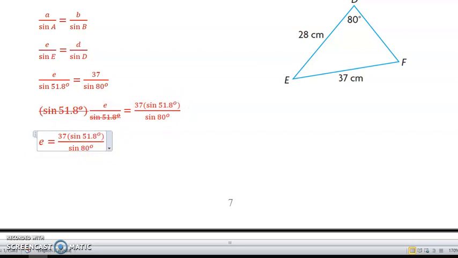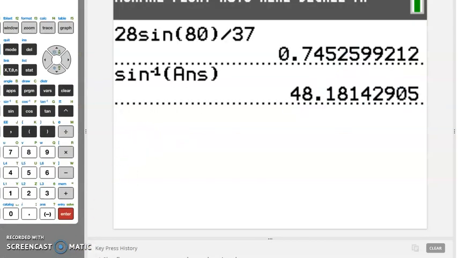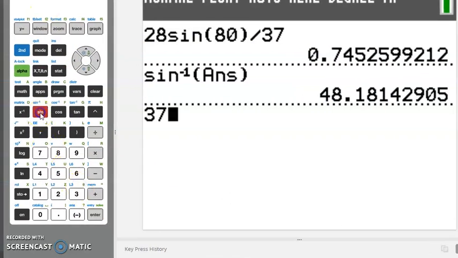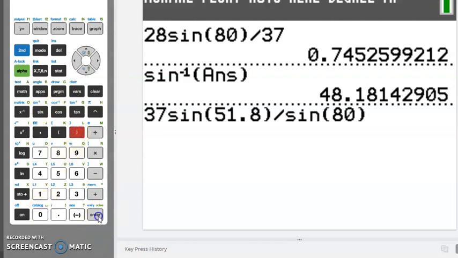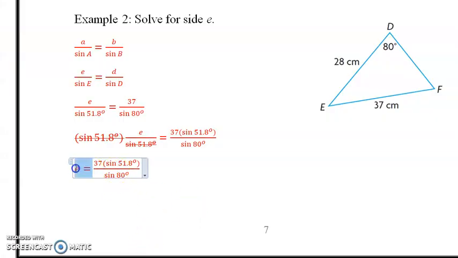You can do all of that in one calculator, just got to be careful. It's very simple to do. I'm going to show you how to do it on the calculator, especially if you're using one of the calculators from our class here, because you can put it in exactly like this, right? So we have 37 the sine of 51.8, and then we're going to divide it by the sine of 80. Then we just hit enter, and we get 29.525, and so on.